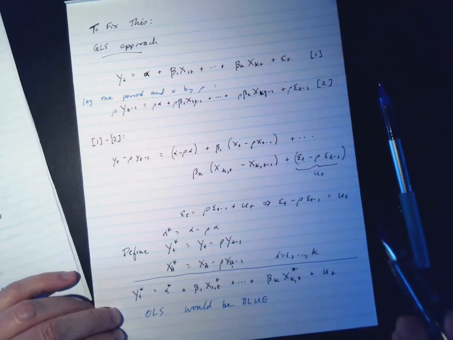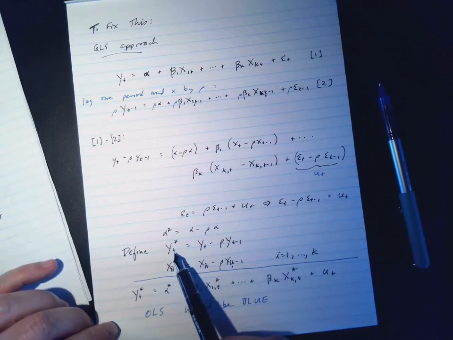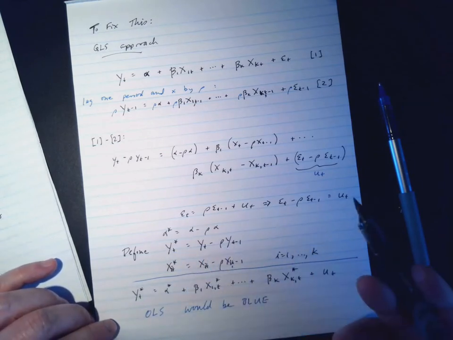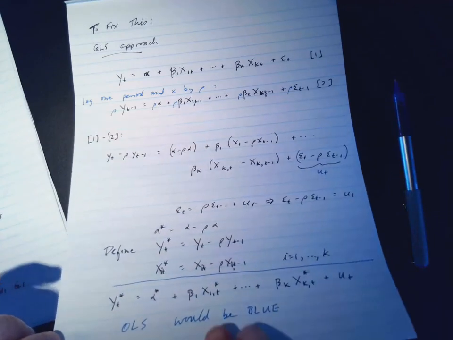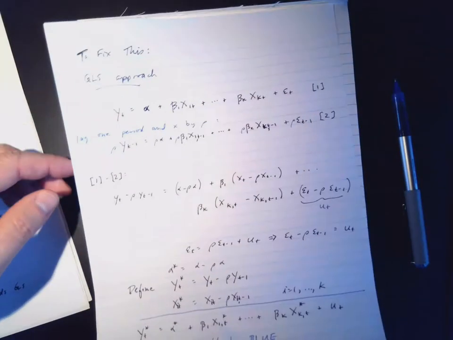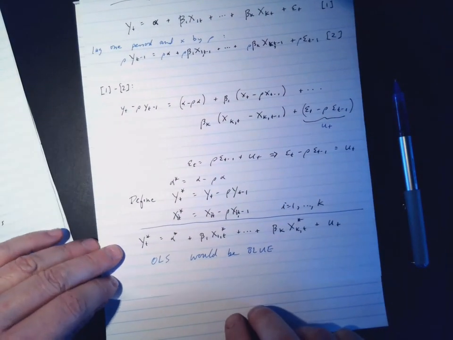The catch, and you're probably wondering this, is how can I construct these variables if I don't know what rho is? Well, we'll figure that out. We'll come up with a way of estimating rho.